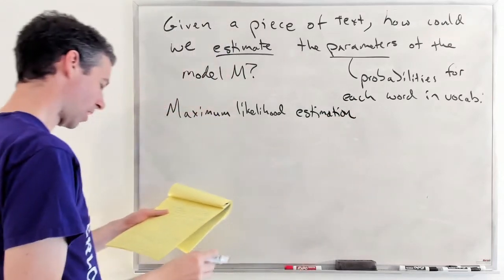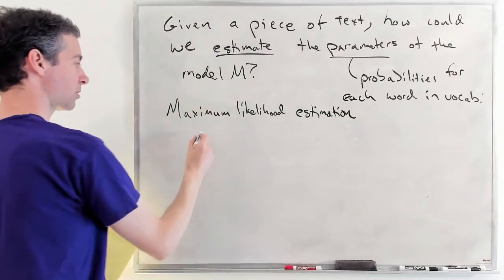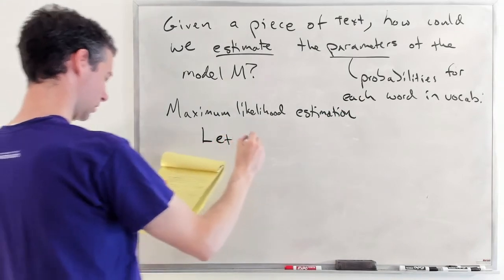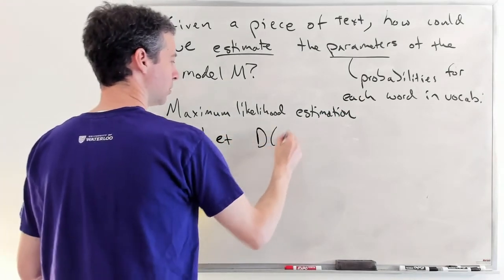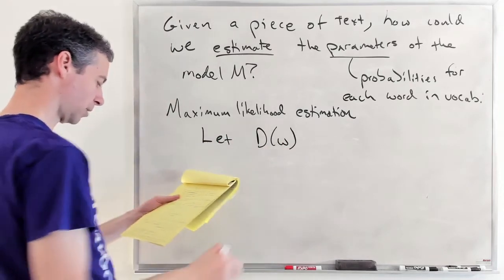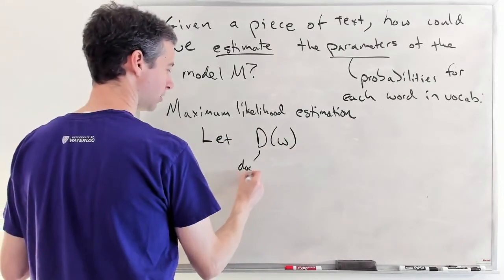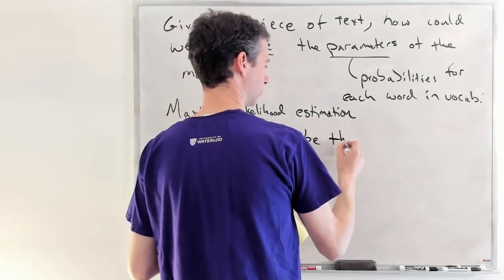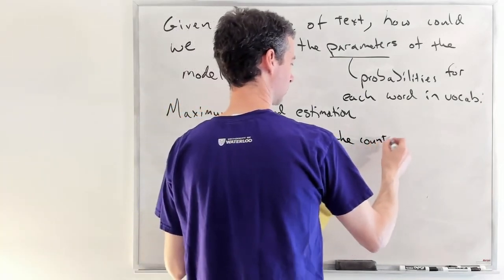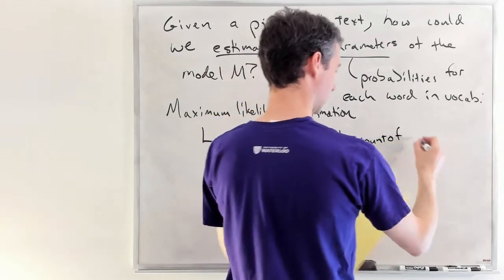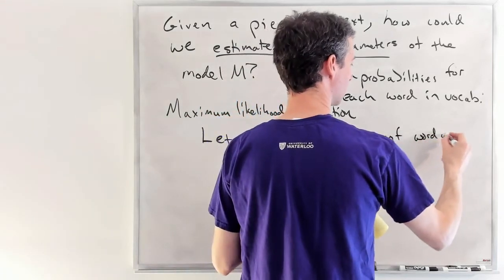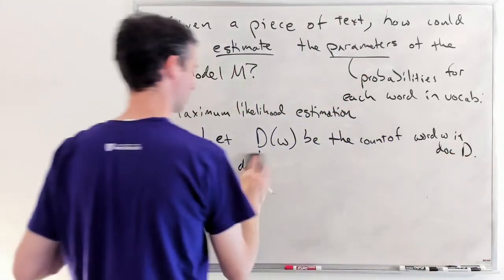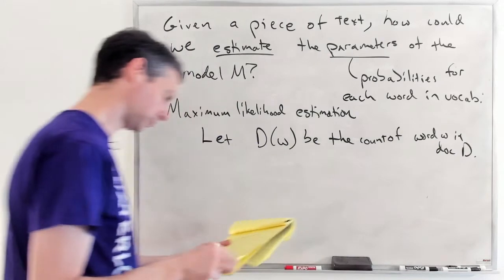All right, and in this case, the way we're going to define this is, let d of w, so this is our document, and of course that's our word, be the count of word w in document D. So I guess I don't need that there.